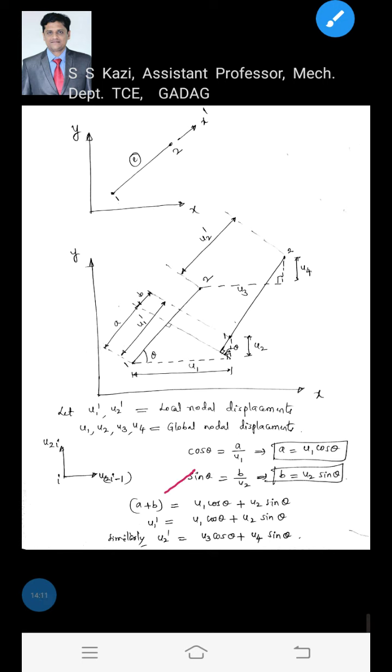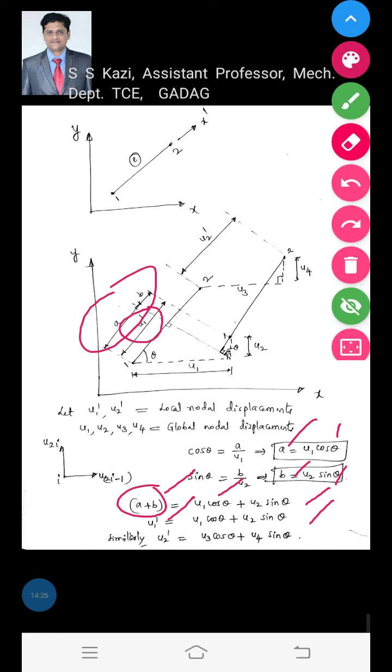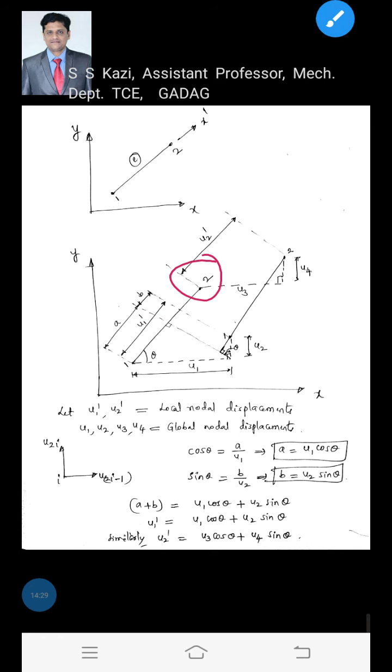If you add these two equations, A plus B is u1 cos theta plus u2 sine theta. A plus B is u1 dash, that is the local displacement. So u1 dash is equal to u1 cos theta plus u2 sine theta. Similarly we will get for node 2, if you go through the trigonometric functions, u2 dash is equal to u3 cos theta plus u4 sin theta. Okay, I hope you have understood.